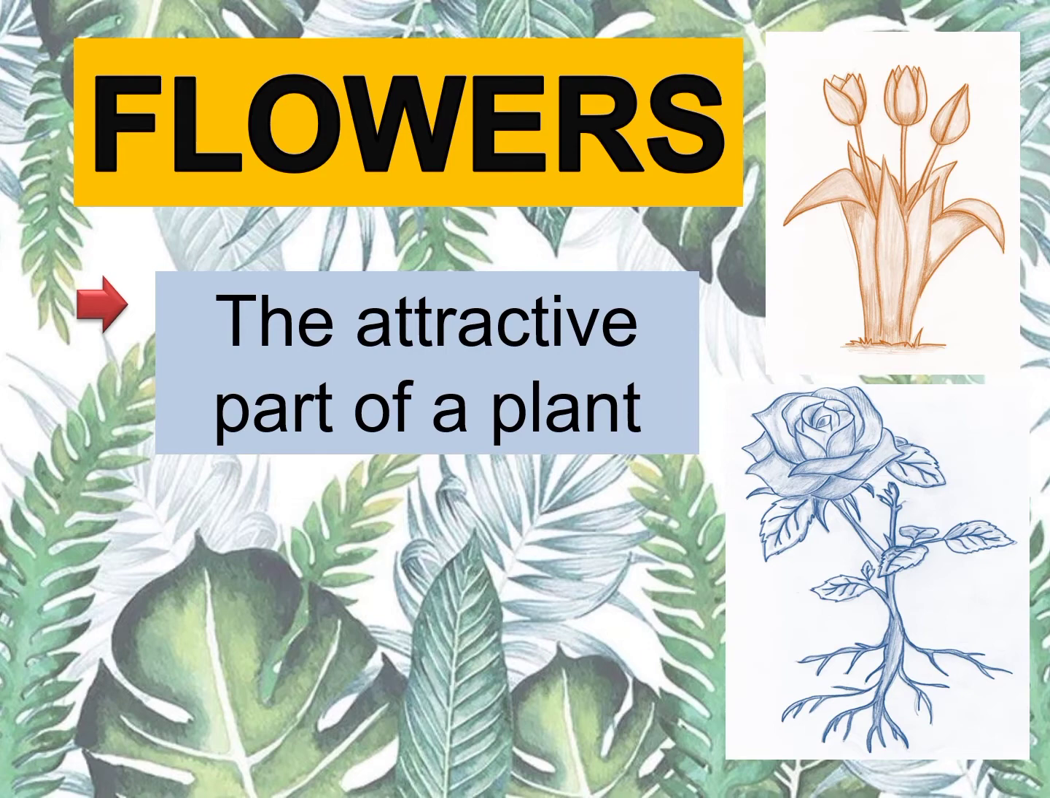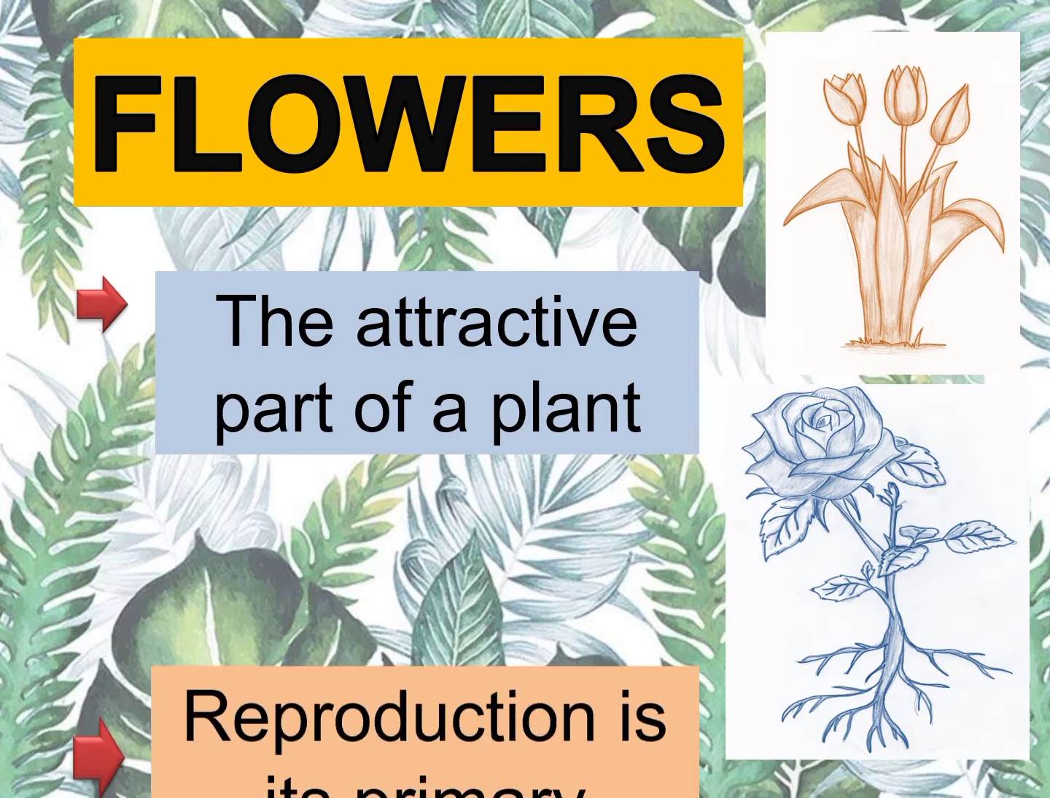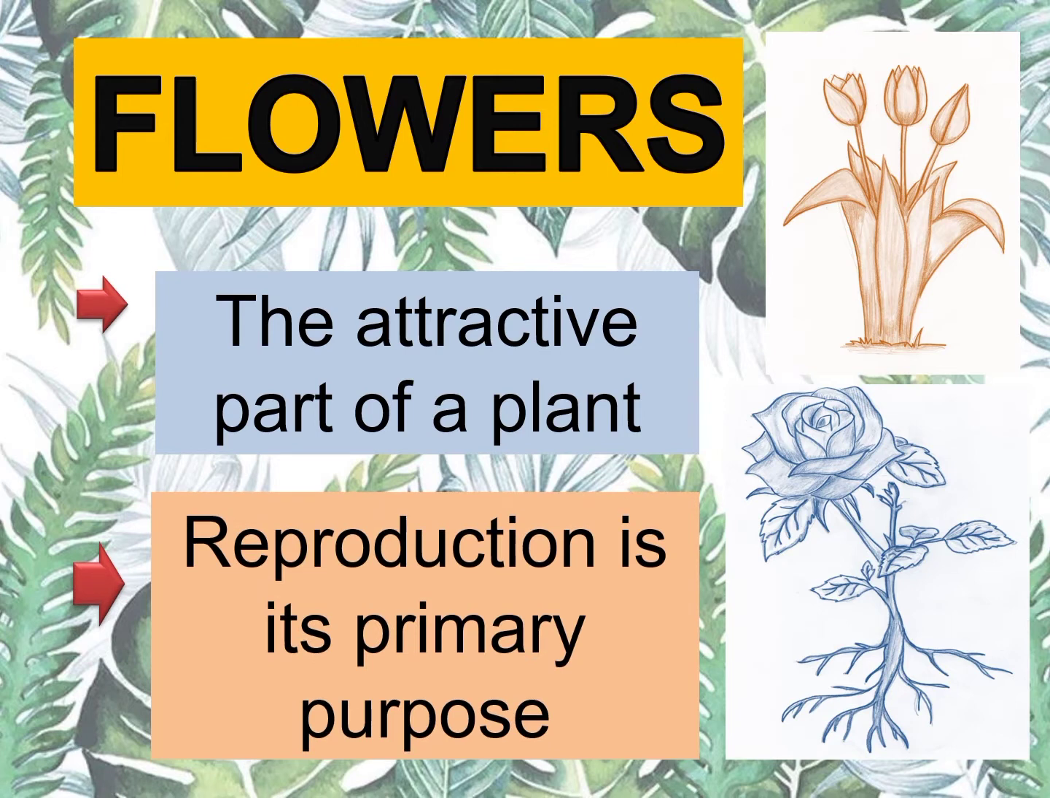Okay? We don't usually notice the roots. Hindi naman yung ugat ang tinitignan natin. Minsan, hindi rin naman yung stem or dahon. Maliban na kung napakaganda talaga ng dahon. But the most attractive part of a plant is the flower. Reproduction is its primary purpose. So, sa plant parts, si flower ang in charge para makapag-reproduce ang plants. So, reproduction ang purpose. Bakit may flower?